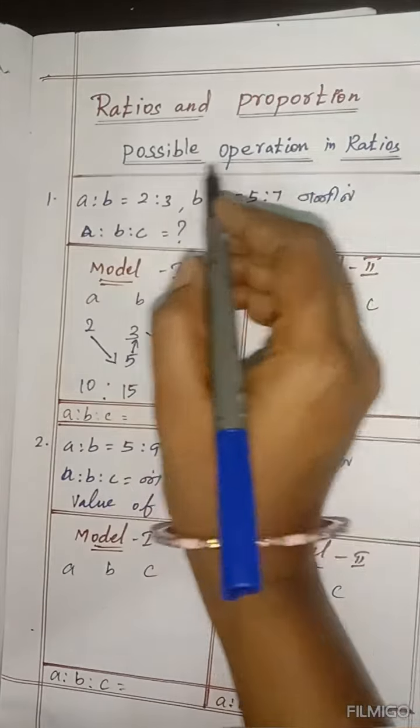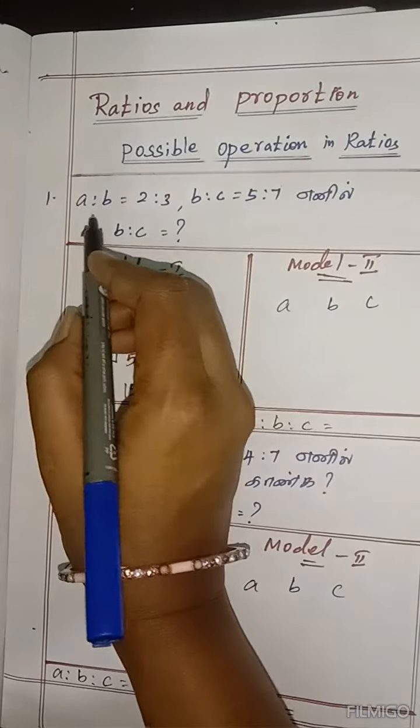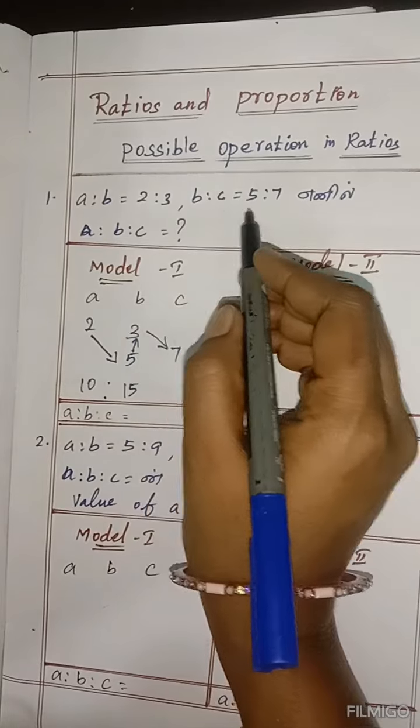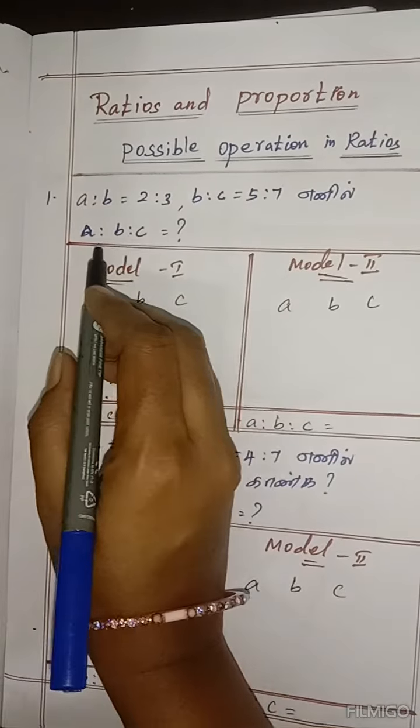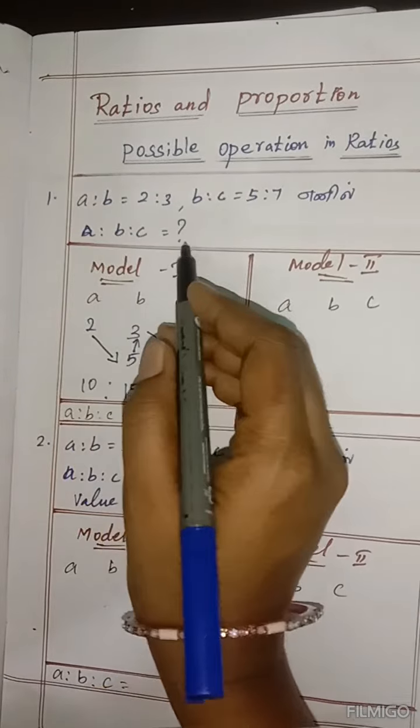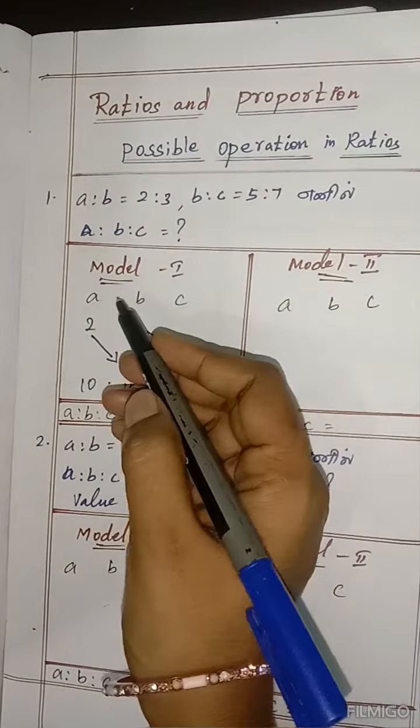Ratio and proportion, possible operation in ratio. A is to B equal to 2 is to 3, B is to C equal to 5 is to 7. Find A is to B is to C equal to what? I am going to solve this sum.